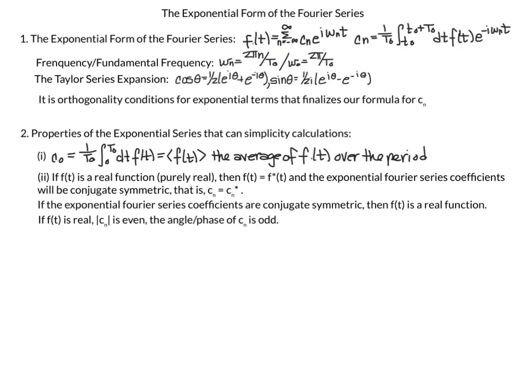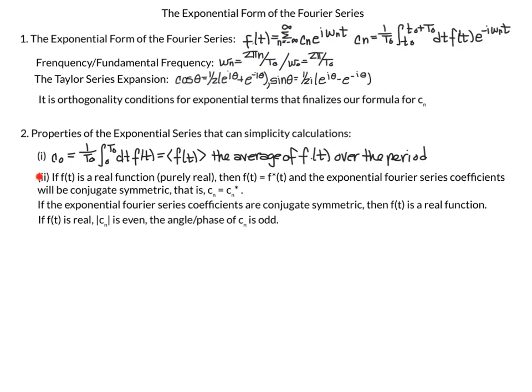The second point is if f of t is a real function, that means the imaginary portion, the part that gets multiplied by i, is equal to 0, then f of t is equal to the complex conjugate of f of t, and that's because the imaginary part is equal to 0. So when you take the complex conjugate, it's still equal to the original function, and the exponential Fourier series coefficients will be conjugate symmetric. That is, C_n is also equal to its complex conjugate.